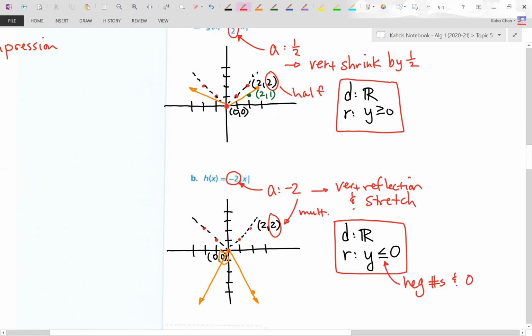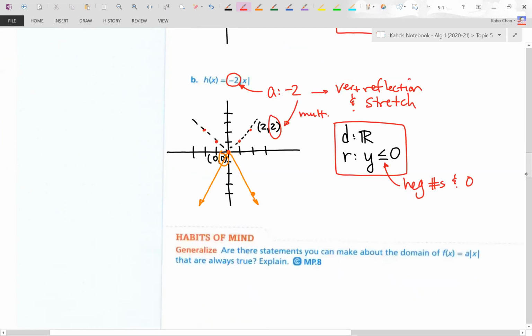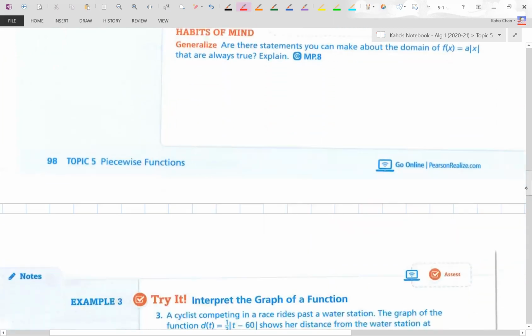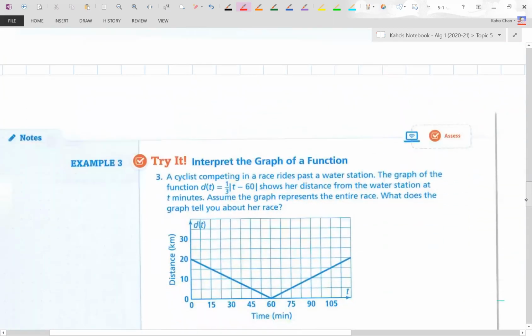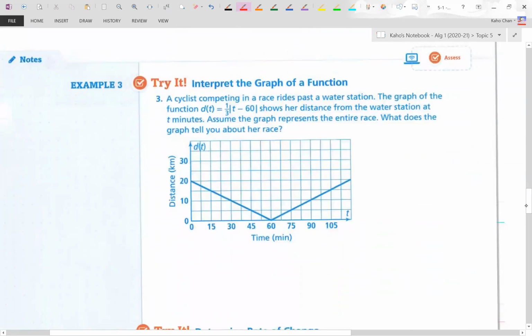All right. Let's move on to example 3 on the next page. Here we go. All right. Oh, we got a word problem. Example 3. A cyclist competing in a race rides past a water station. The graph of the function d of t equals 1/3 times the absolute value of t minus 60 shows her distance from the water station at t minutes. Wow, this is getting complicated. Assume the graph represents the entire race. What does the graph tell you about her race?